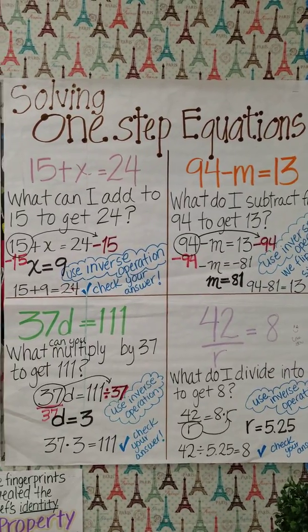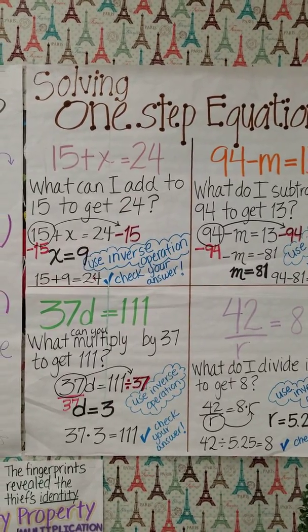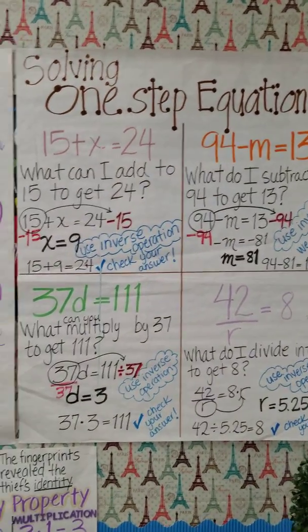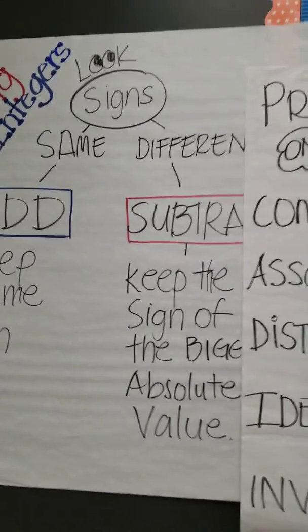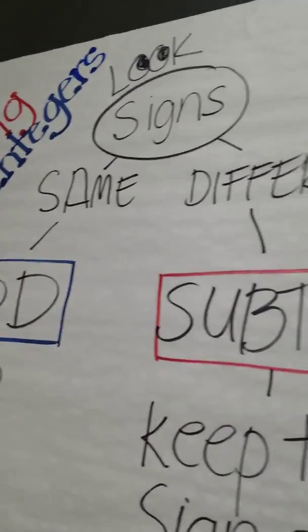We have solving one-step equations. You notice it is the opposite. When you add, you subtract. When you subtract, you add. When you multiply, you divide. When you divide, you multiply to solve. And then we have the operations with integers over here. Integers.